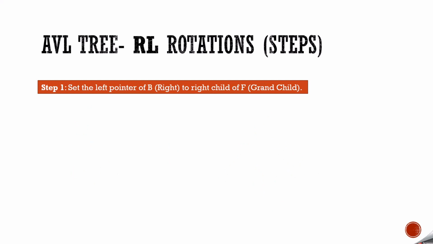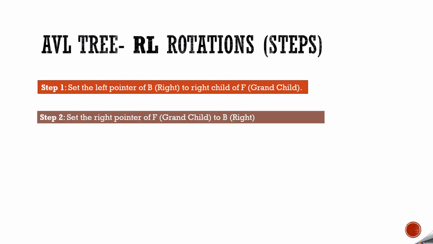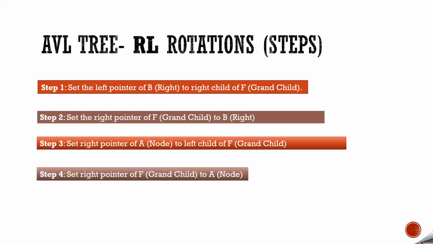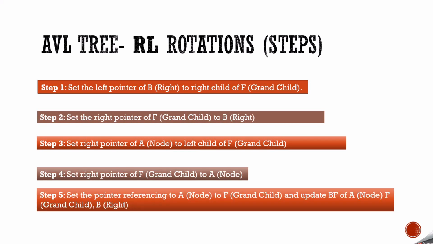The steps are almost similar to LR rotations, only you have to do the opposite. Step 1: set the left pointer of B to the right child of F. Step 2: set the right pointer of F to B. Step 3: set the right pointer of A, the node, to the left child of F, the grandchild, and set the left pointer of F to point to A. Then set the pointer which was earlier pointing to A, the node whose balancing factor is -2, to start pointing to the new root of that subtree, the grandchild F. After that you have to update the balancing factor.